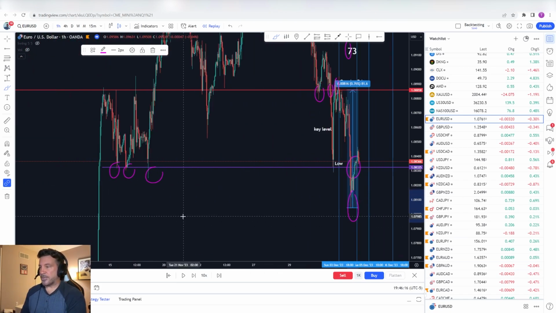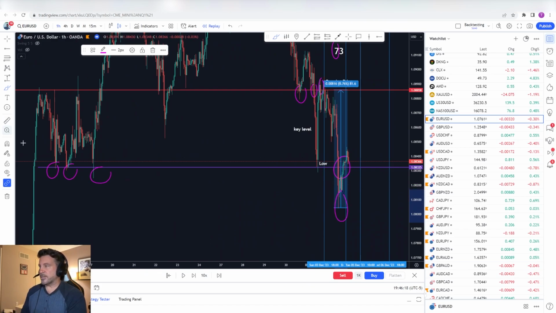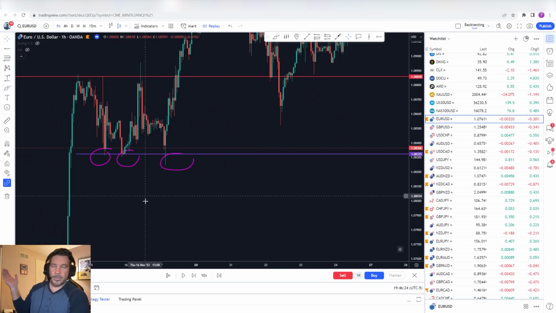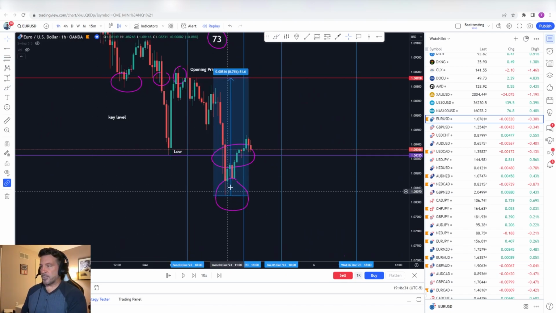Now, looking left, there was nothing here. So I didn't do anything on this day because it's just a big imbalance bar over here, or just a big giant bar, whatever you want to call it here. But there was some kind of reaction, and look at that, 81 pips here.